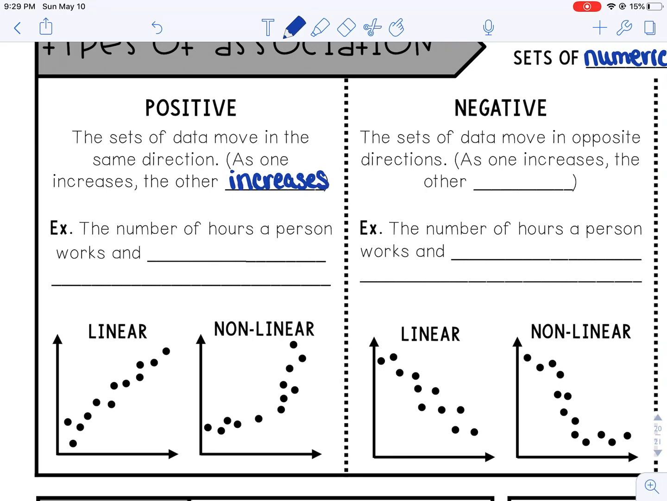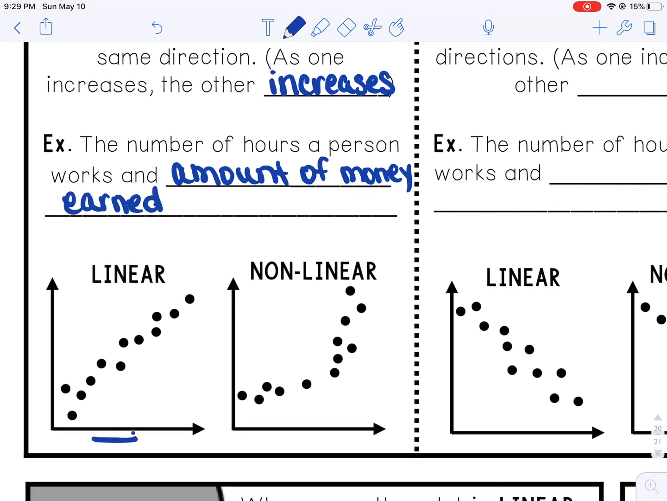For instance, the number of hours a person works and the amount of money they earn. You would expect that the more hours a person works, the more money they will make. So as one increases, so does the other. You see this linear association, meaning that although the dots don't make a perfect line, you can see where you could impose a line in that graph. The second one is nonlinear, which is kind of making a curve. Anything that you could not put a line through would be nonlinear.